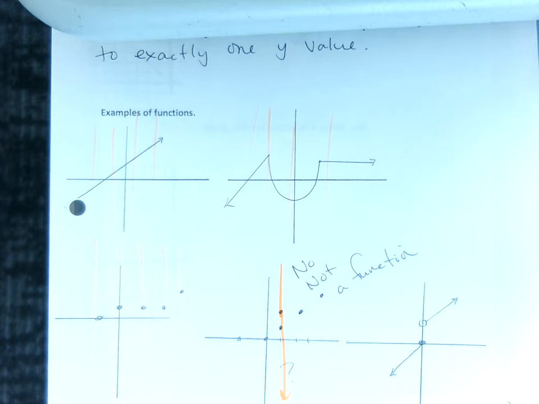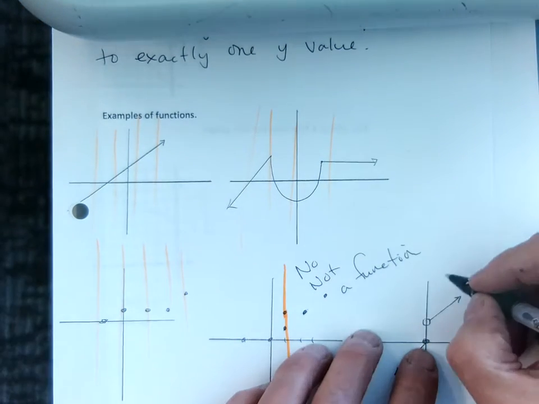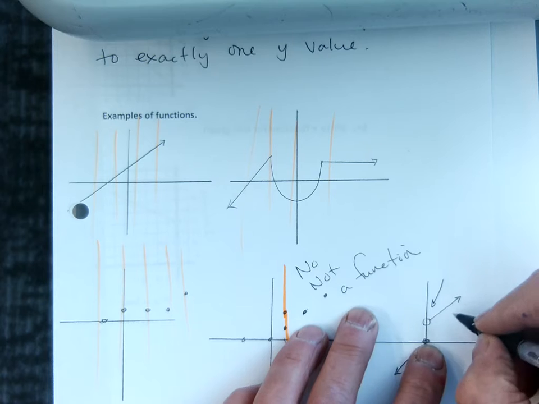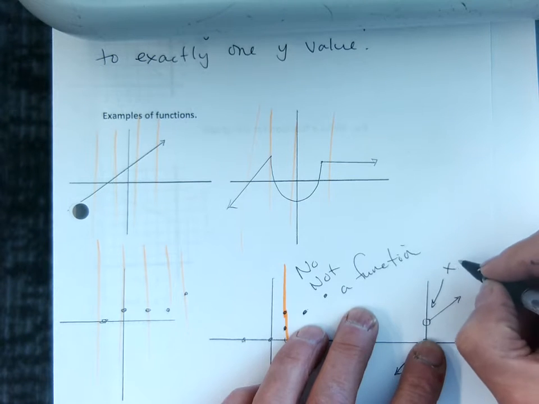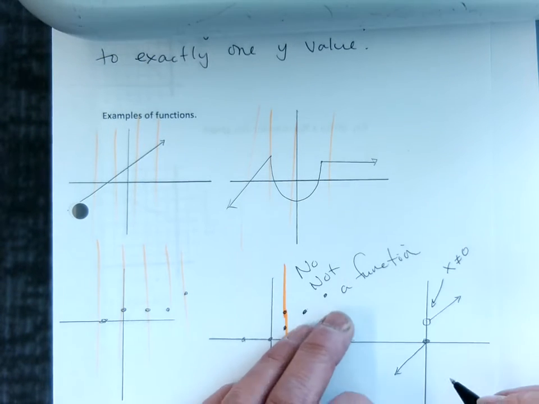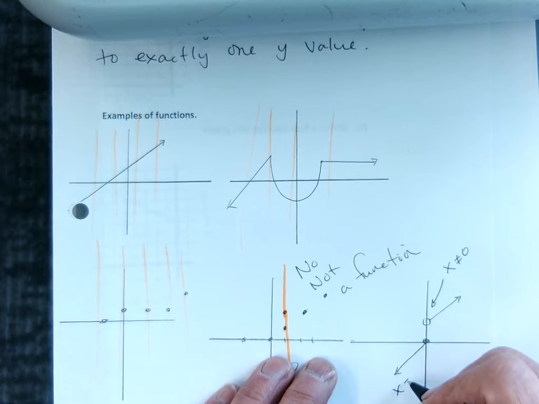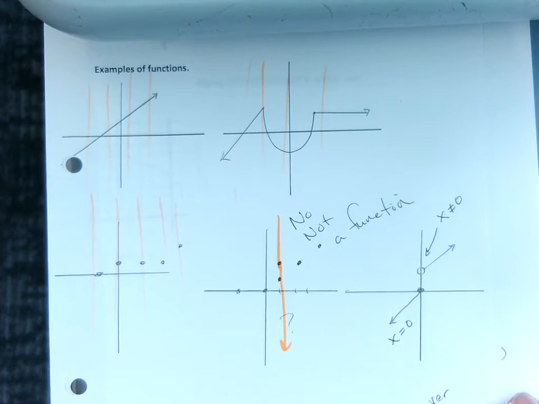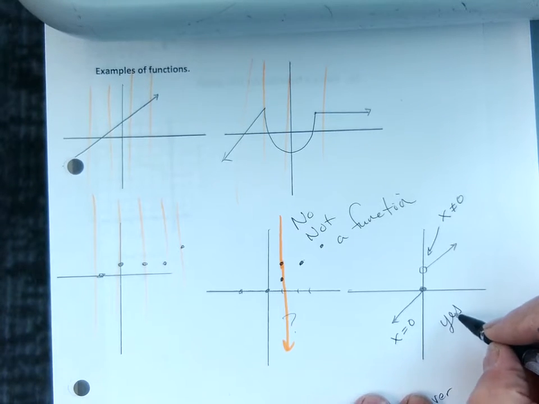So the open circle means that it's... Does not equal. Yeah. Exactly. So the open circle right here means that in this equation, x does not equal 0 here, and on this equation, x does equal 0. So this one's a yes. It works. It is a function.